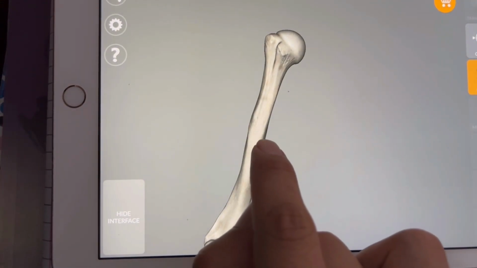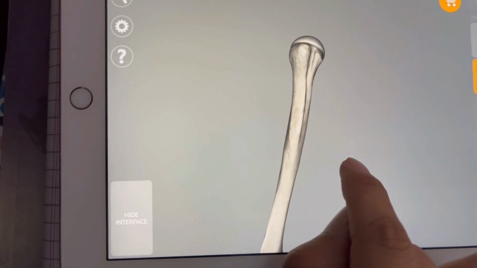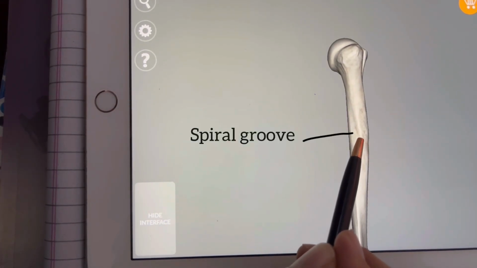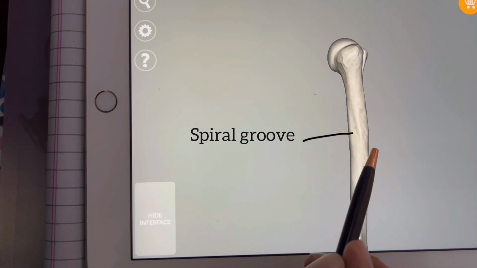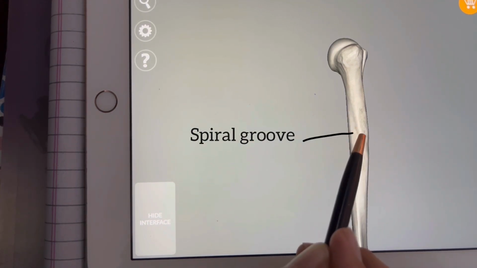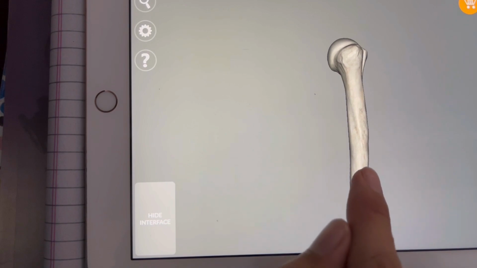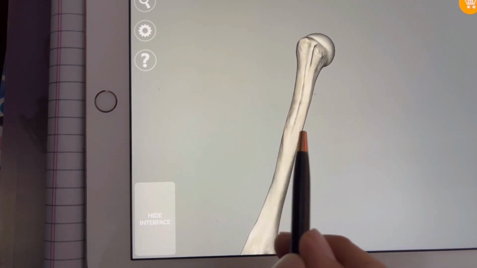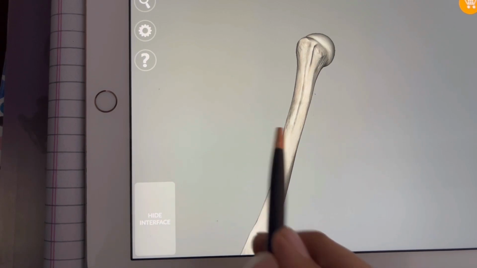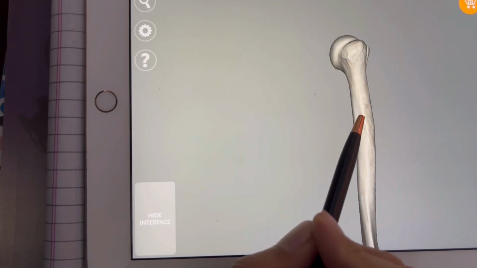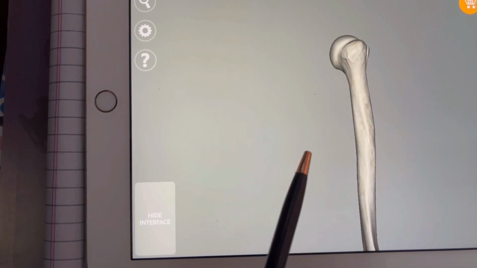Now posteriorly, this groove, as you can see, is called the spiral groove, and here the radial nerve passes through it. Laterally, this is the deltoid tuberosity. This rough elevated region is the deltoid tuberosity, while posteriorly this groove is called the spiral groove, where the radial nerve passes.